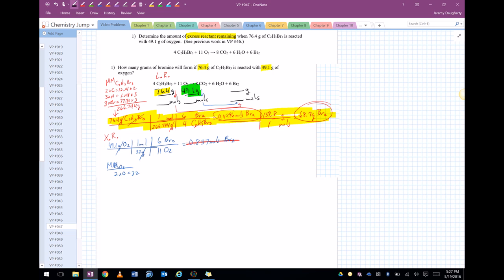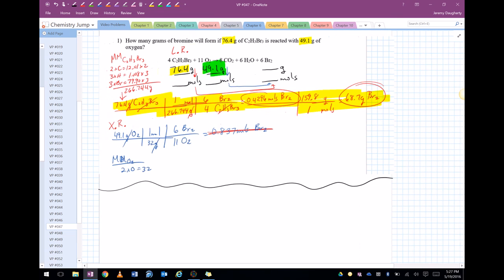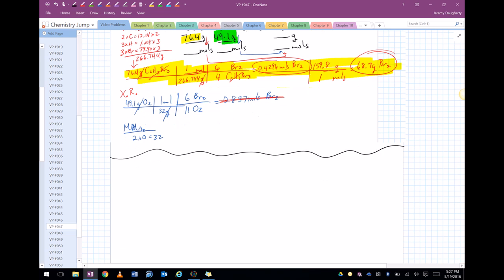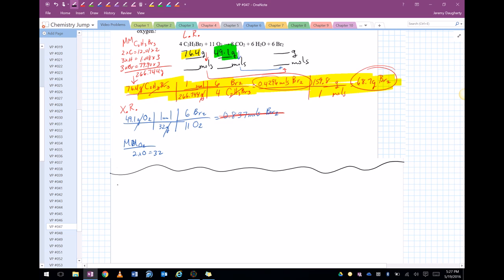Let me draw a little line here to sort of break it off. What we're going to do is take our limiting reactant and figure out how much oxygen we actually need. So we know that we have 49.1 grams of oxygen. Let me just jot that down. We have 49.1 grams of oxygen. How much do I actually use? That's what I'm going to answer.